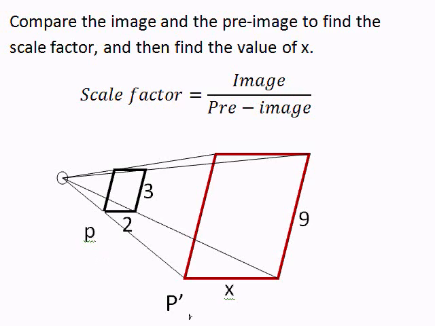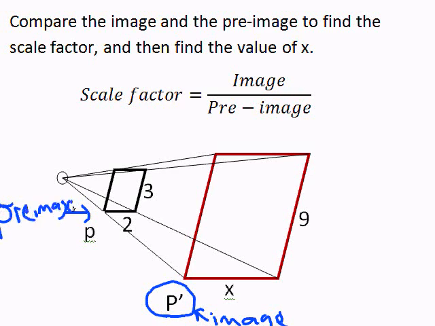the image is it always has the little prime symbol right here. So this is P prime, this is our image. So the figure in red is our image, and that means the figure in black is our pre-image. And again, the way I know that is because of this little prime symbol. The prime symbol means the image.